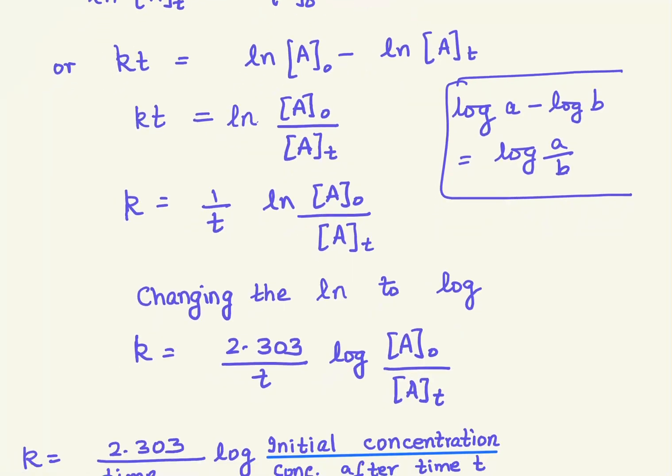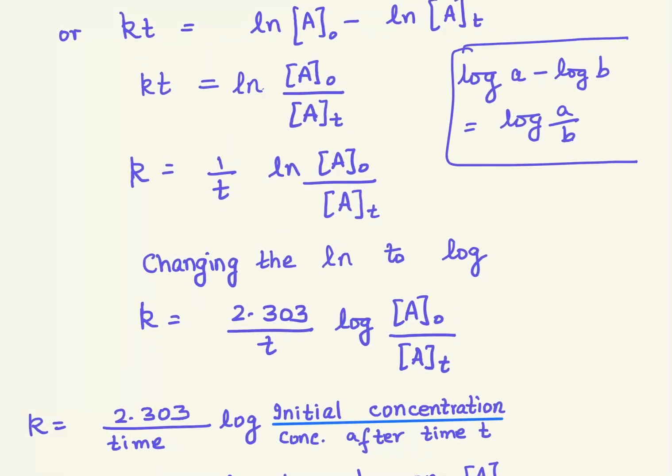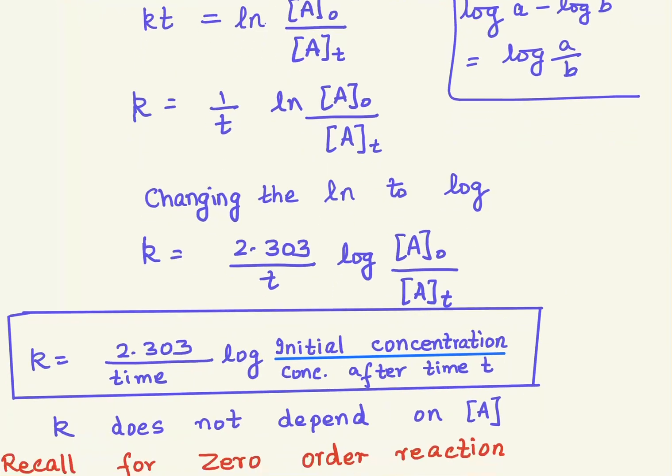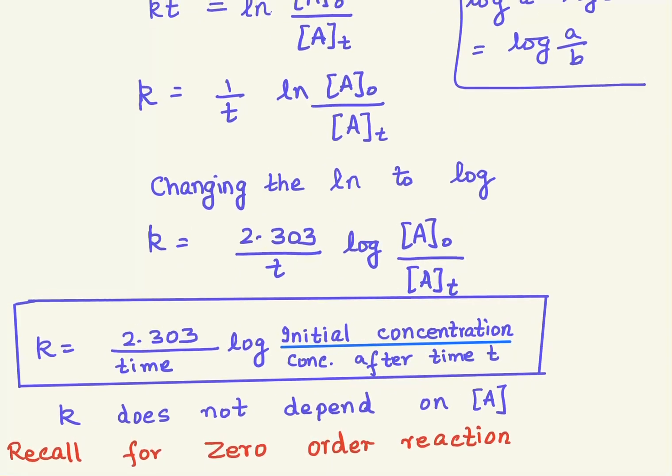So what do we have? If I write it in the form of words, I will write it as k is equal to 2.303 divided by time, log, that is log to the base 10. This is the logarithmic table which you will find in any of your textbooks also. Log of initial concentration of the reactant divided by concentration after time t. So what I can do is I can put this whole formula in a block so that I know that this is my main formula for a first order reaction.